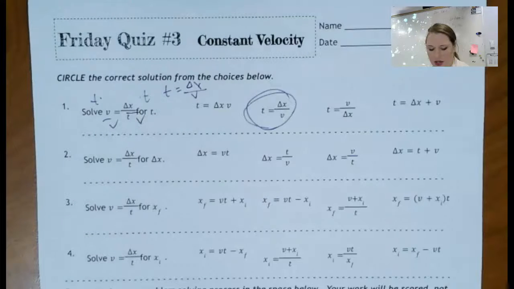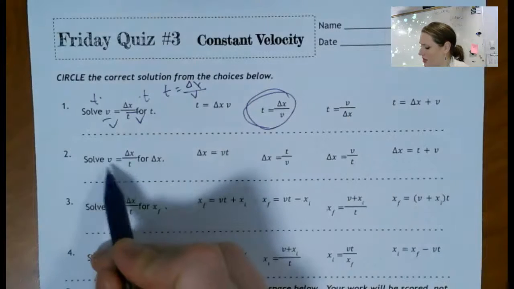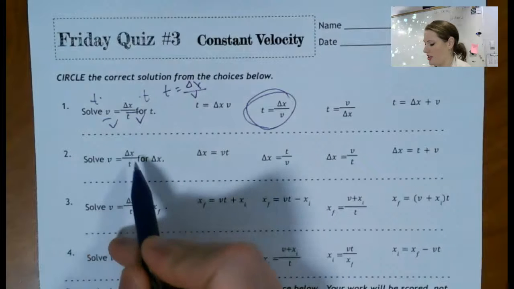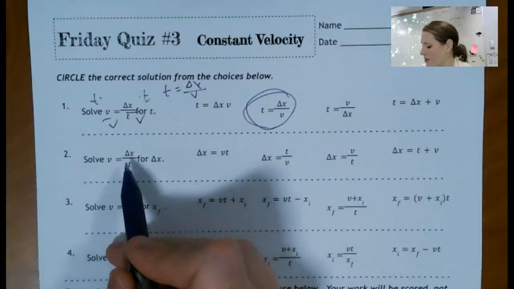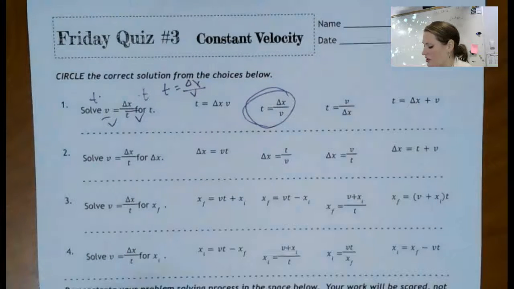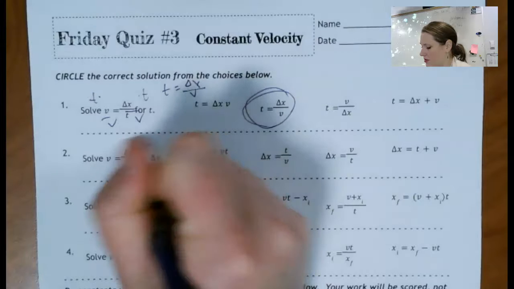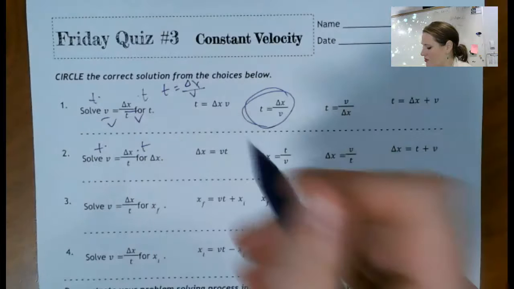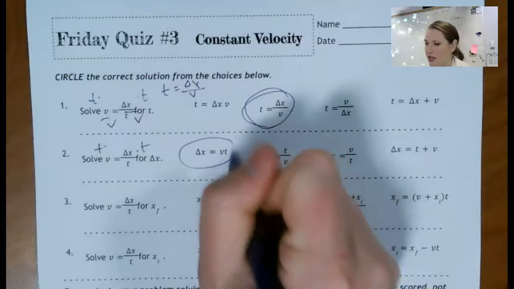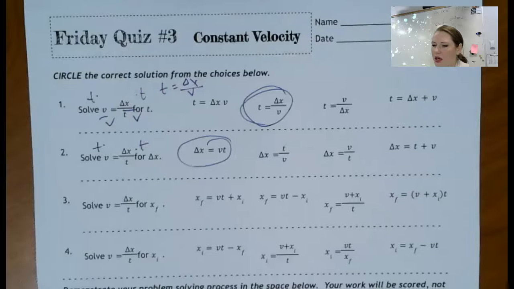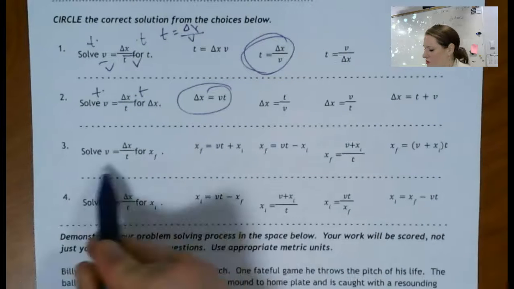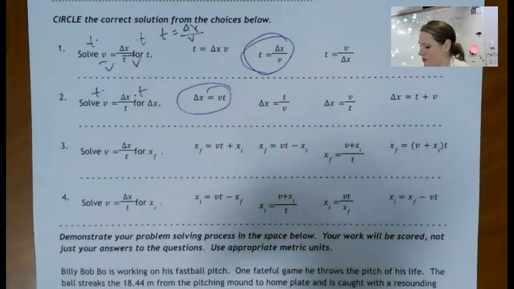this one right here. I'm going to solve v equals delta x over t, velocity equals displacement over time, for displacement. So that one's easy. I'm going to multiply both sides by t. That leaves me with displacement equals velocity times time. This one, velocity equals displacement divided by time.